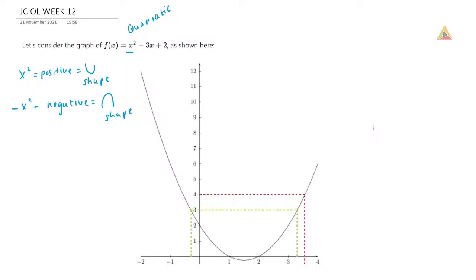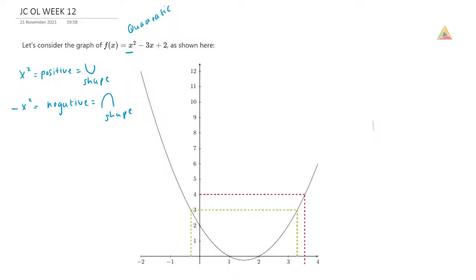So you should be able to tell just by looking at the function what shape it's going to be. As you can see, it's x squared, so the x squared part is positive, which means that it's going to be in the shape of a U. And as you can see from the graph there, it actually is in the shape of a U.